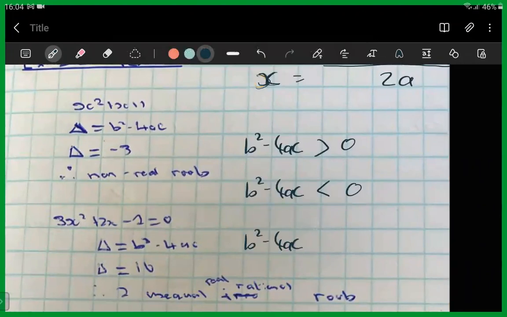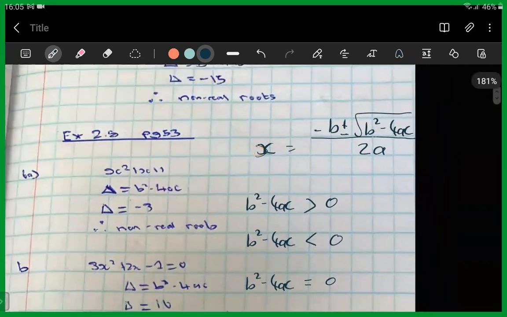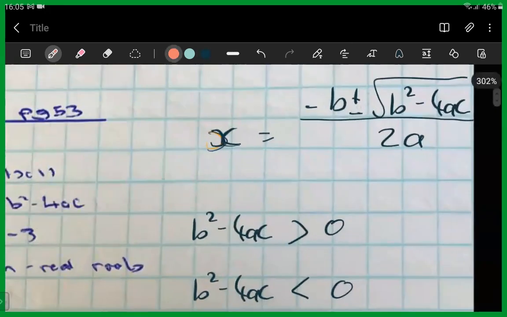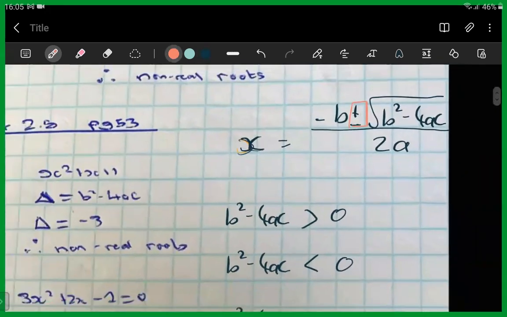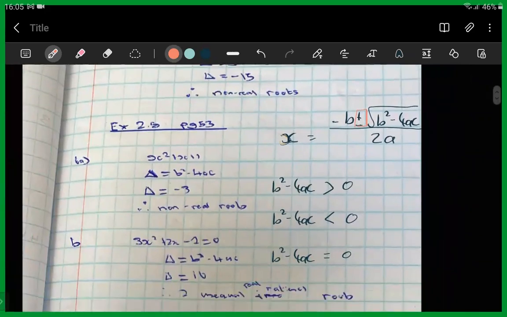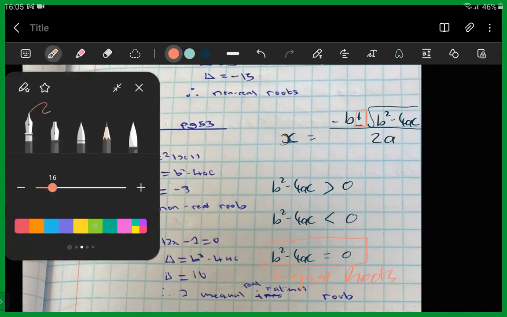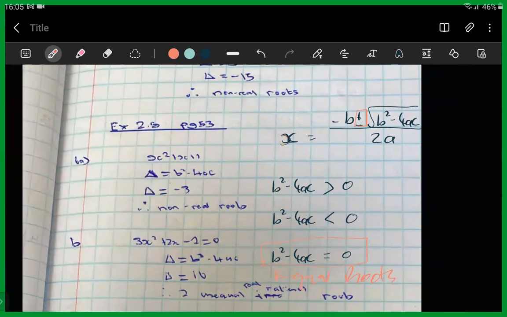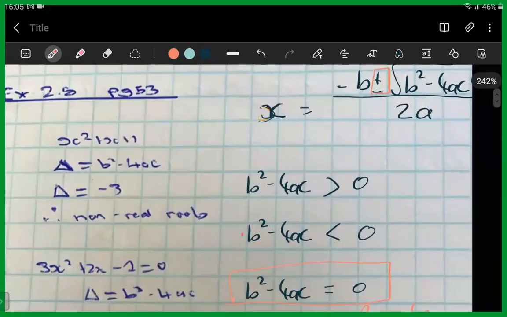So with all that being said, if you think of it logically, if this value is equal to 0, it means that you will end up with two answers that look the same, because whatever value you have plus something or minus something, you will end up with the same value. So whenever they speak of equal roots, you work this out. Secondly, whenever they speak of non-real roots, you work with this one.